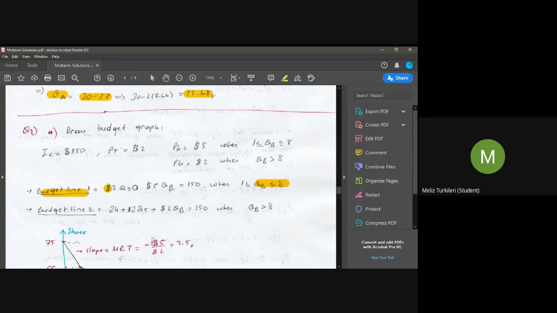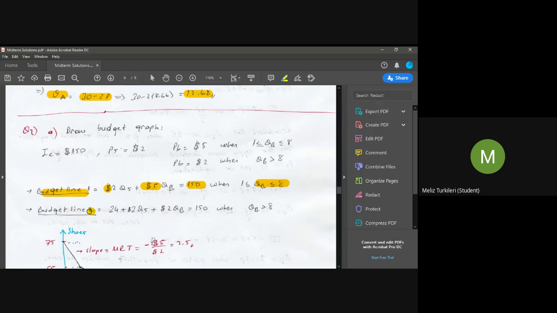And we should sum the price of the bags when the quantity of bags is lower than 8, which is equal to 5. And we should multiply this amount with the quantity demanded for bags. If we sum this information, it should be equal to 150 because this is our whole income, right?